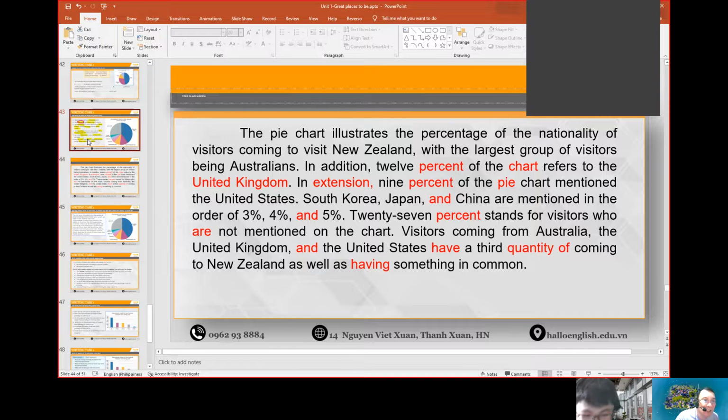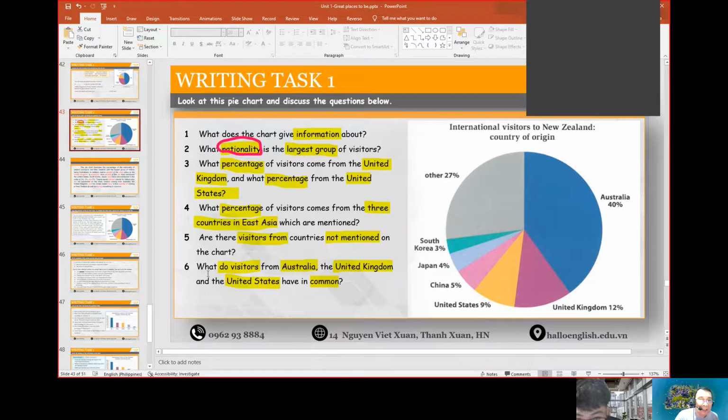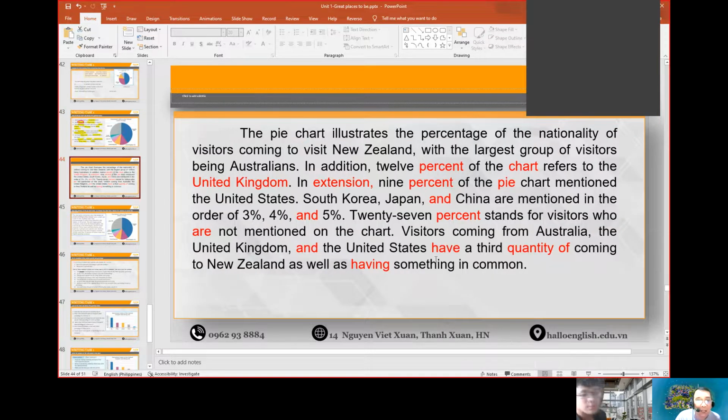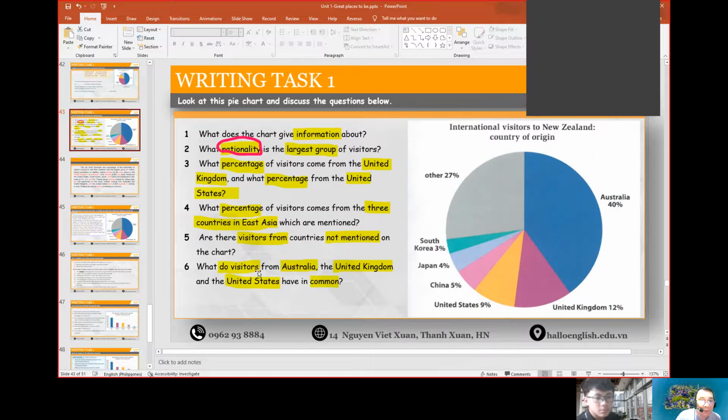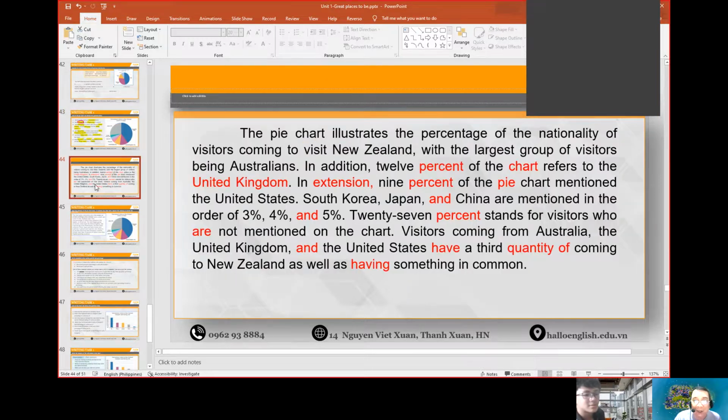And let's try to look at this one. Let's try to analyze your last question. What do visitors from Australia, the United Kingdom, and the United States have in common? So what was your answer? Visitors coming from Australia, the United States have a third quantity of coming to New Zealand as well as having something in common.